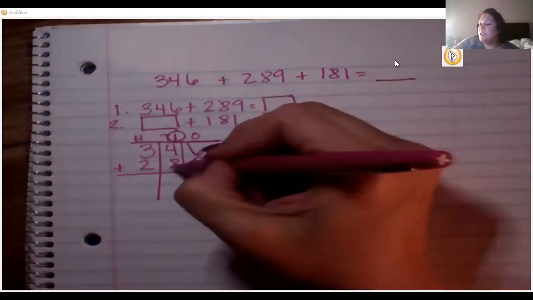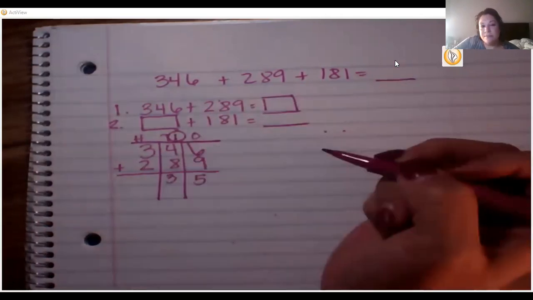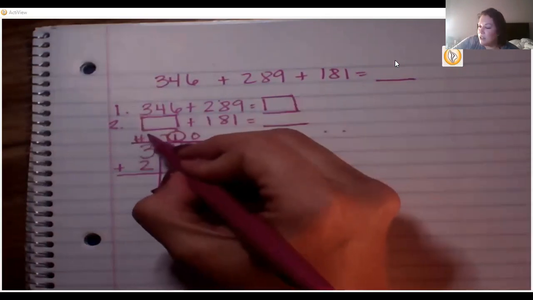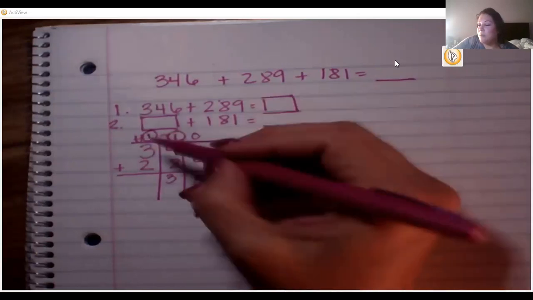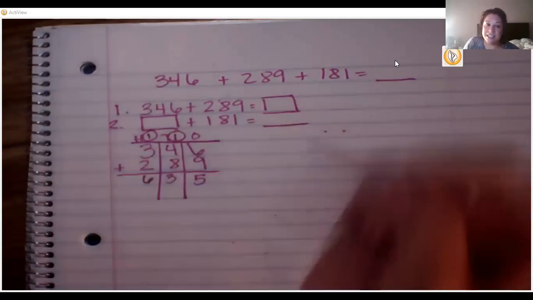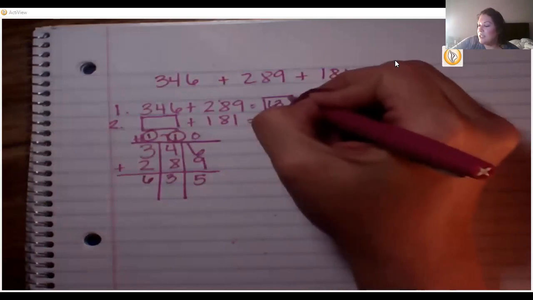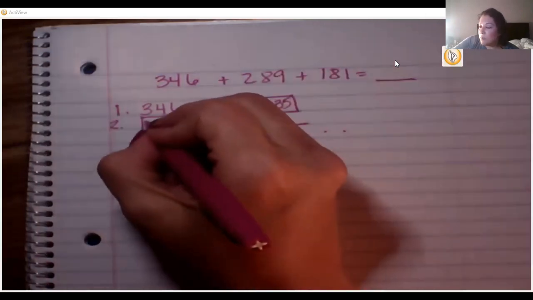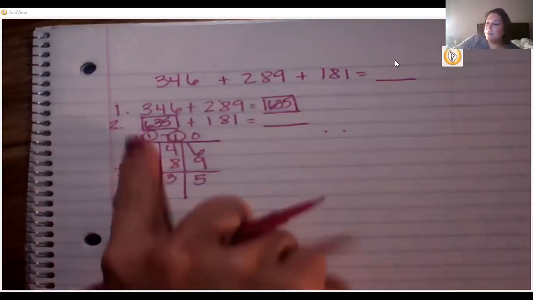So now I have 8 plus 4, which is 12, plus 1 more, gives me 13. Oh, 13 doesn't fit, so I'm going to carry it over to the hundreds place. 3 stays, the 1 gets carried over. 1 plus 3 is 4, plus 2 more gives me 6. I have 635. And this is why we do that box. This tells me this is the new number that I'm going to put into my box, and this gives me my plan for step 2.